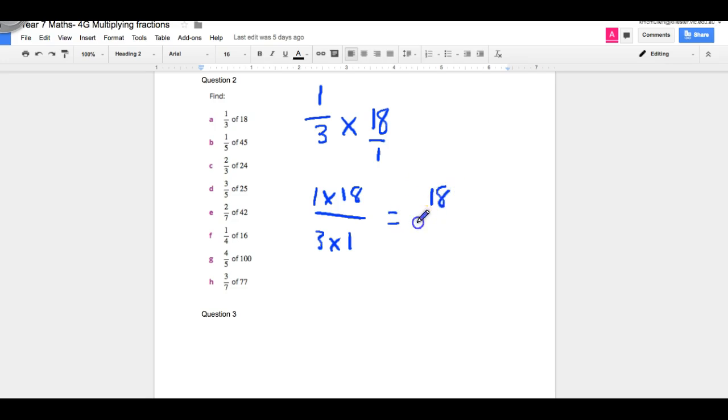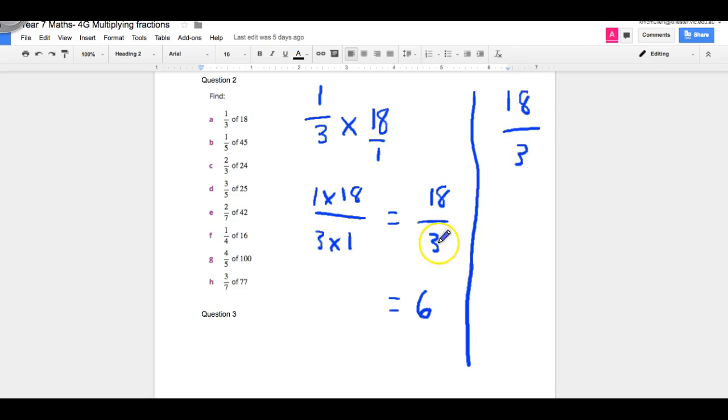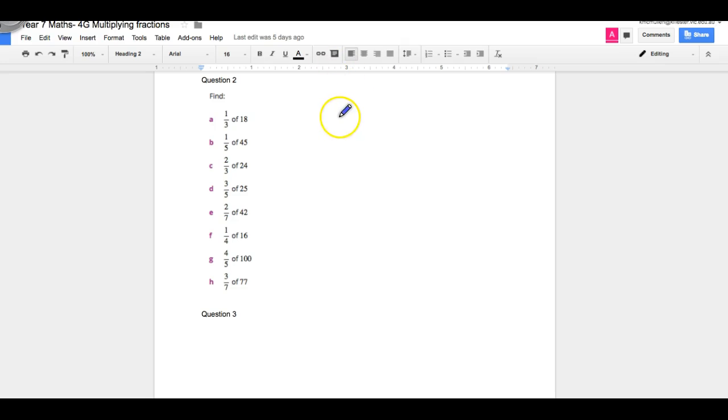So 18 divided by 3. How many times does 3 go into 18? 6. Okay, so 1/3 of 18 is 6. And you should also know that's the same as saying, all right, if I'm taking 1/3 of 18, that's the same as 18 divided by 3. But you're not always going to get a nice integer, a whole number. So let's move down and do, let's say, G. I'll just clear that. So G is 4/5 times 100.